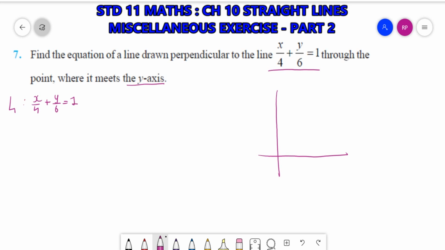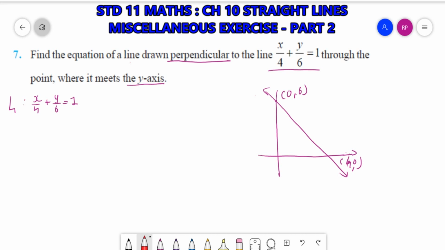Now this is the intercept form, right? So I can clearly say that the x-intercept will be (4, 0) and the y-intercept will be (0, 6). Now you have to find the equation of the line which is drawn perpendicular to this line, at which point? At the point where it meets the y-axis. So this is the point where it is meeting.